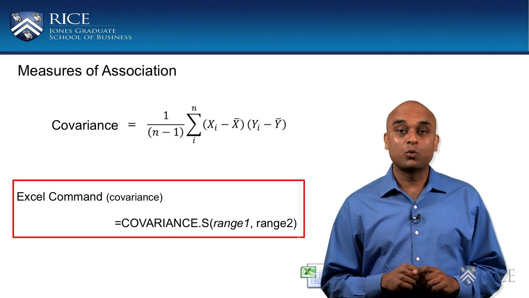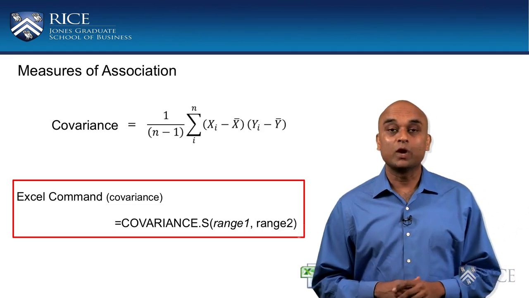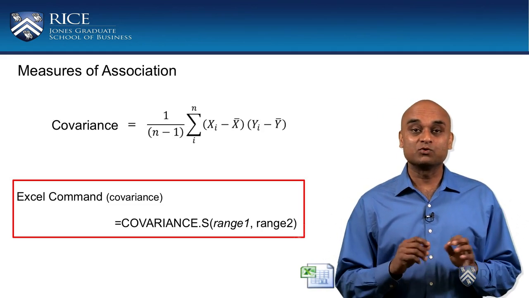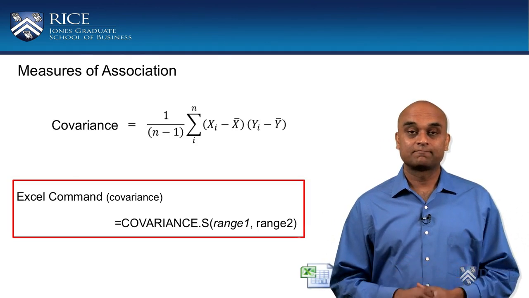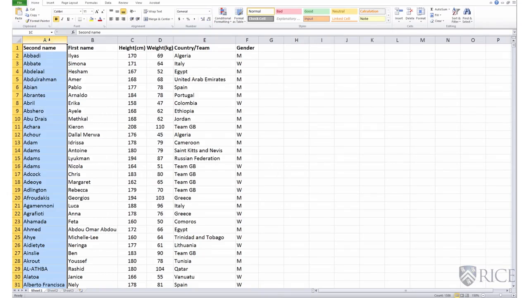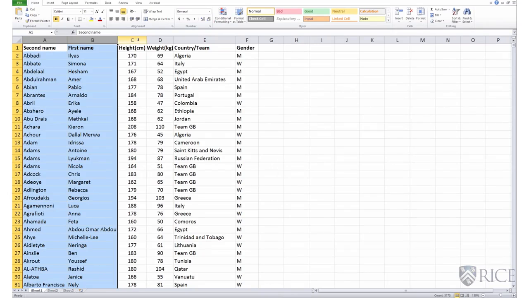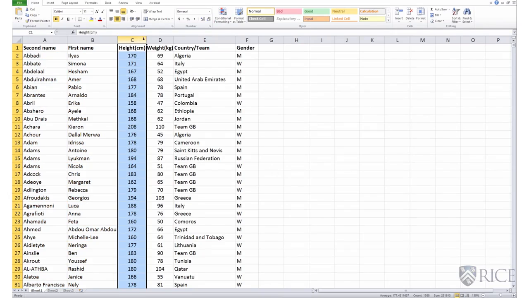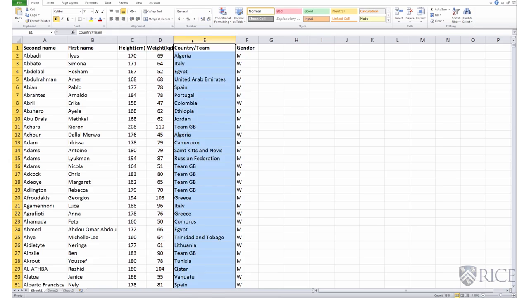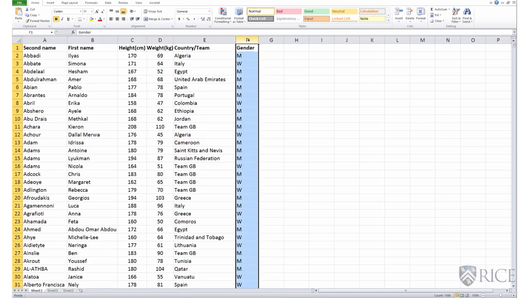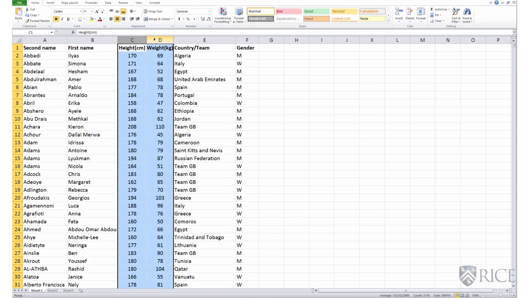Let us calculate the covariance between the height and weight of these athletes in Excel using the file heightandweight.xlsx. The first two columns of the file are the name of the athlete, then you have the height of the athlete in centimeter, then the weight in kilogram, the country to which the athlete belongs, and the gender of the athlete. So given this data, what we are interested in is in calculating the covariance between the heights and weights across these athletes.